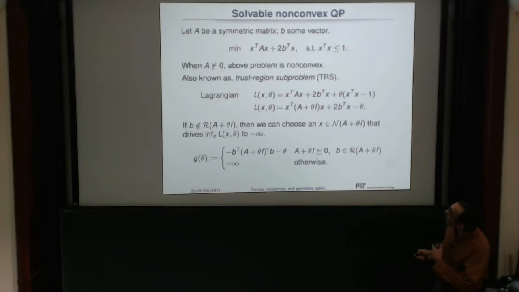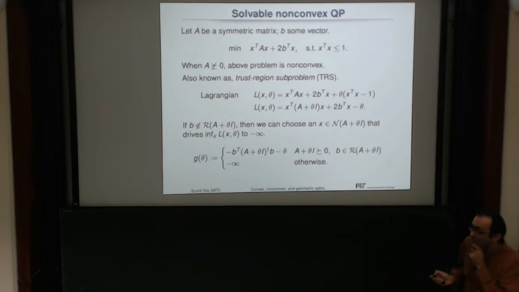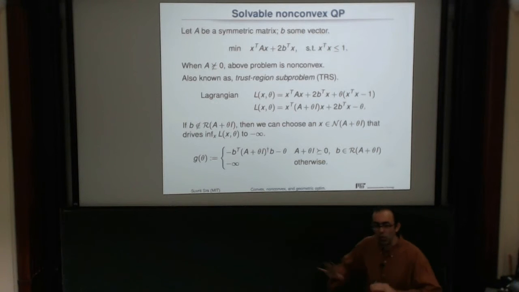I'll mention here, I don't have slides on that. People have over the years, including many people in signal processing, considered extensions of this. What if instead of this isotropic constraint x transpose x less than or equal to 1, I had x transpose Bx less than or equal to 1, where B is another symmetric matrix? Or I had a couple of quadratic constraints, not just one. Do the problems still remain tractable? There is no clear answer.